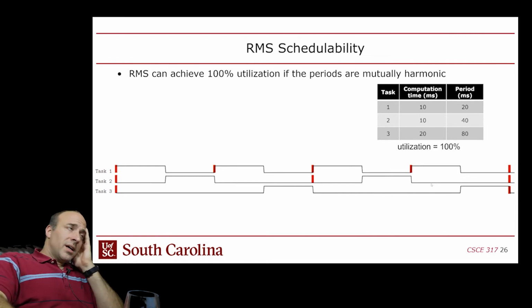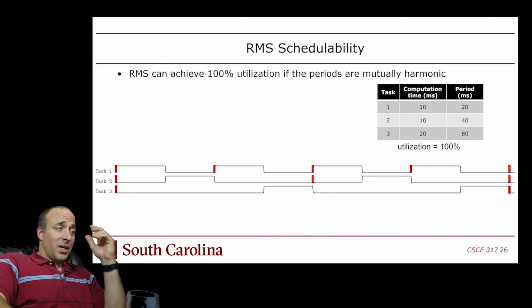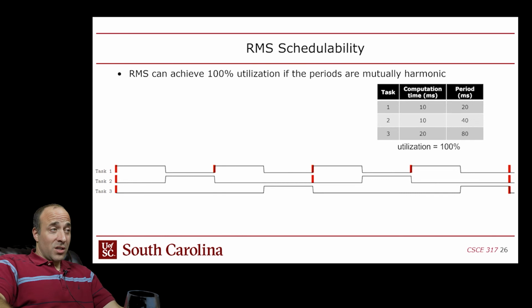Now, one thing you should keep in mind is that the RMS can actually achieve 100% utilization if the periods are mutually harmonic, meaning that any pair of periods is a harmonic. In this case, 20, 40, and 80 milliseconds.